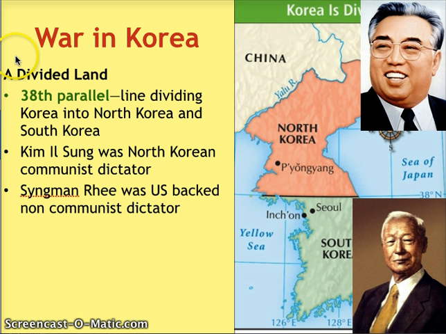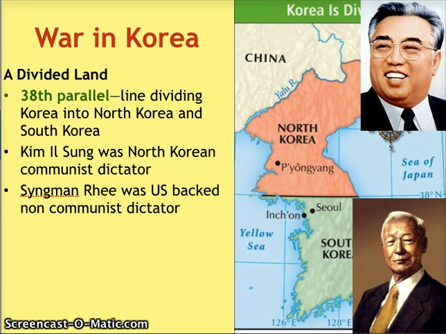So first we're looking at war in Korea. This happened before the Vietnam War. It started in 1950. Now, if we remember, World War II has just ended and the 50s come along and we're starting to see the Cold War happening. So we have the spread of communism and we have America trying to stop the spread of communism.